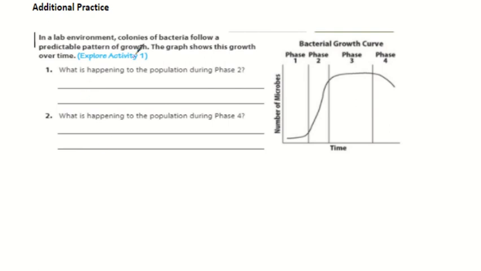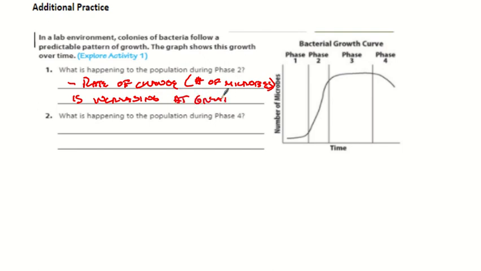Okay, so in the lab environment, colonies of bacteria follow a predictable pattern of growth. Here's our growth over time. What is happening to the population during phase two? During phase two, the population, the number of microbes, is dramatically increasing. So in phase two, the rate of change, and really in this particular situation, the rate of change is representing the number of microbes, is increasing at the greatest rate. That's when it's shooting up. So something along those lines.